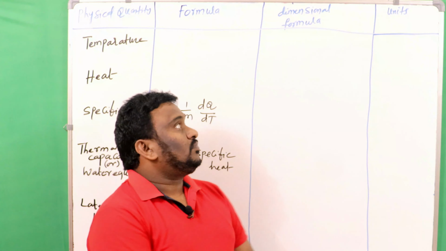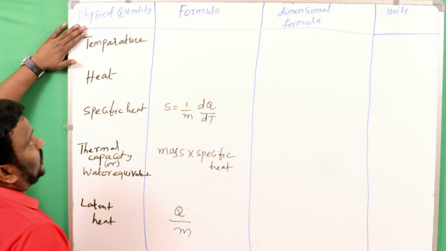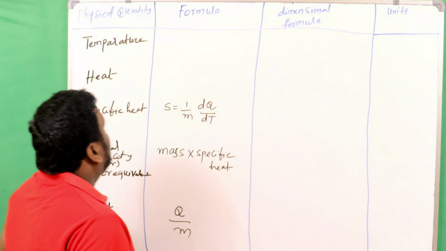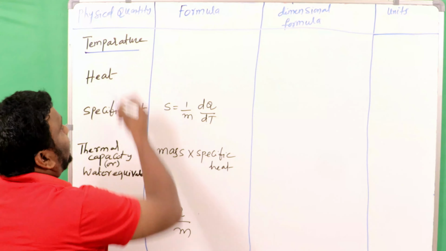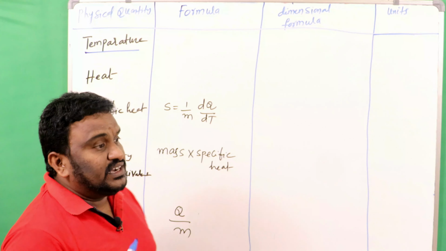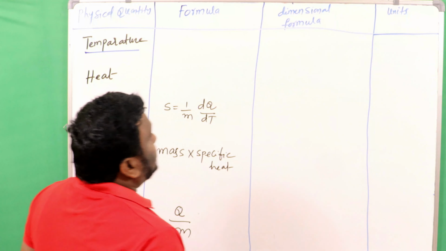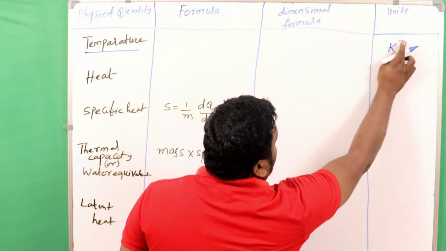Here we have some quantities. Look here: physical quantity, formula, dimension formula and units of the quantity. The first thing here is temperature. So what is temperature? It is a property that explains the hotness or coldness of a body. It is measured in terms of Kelvin.